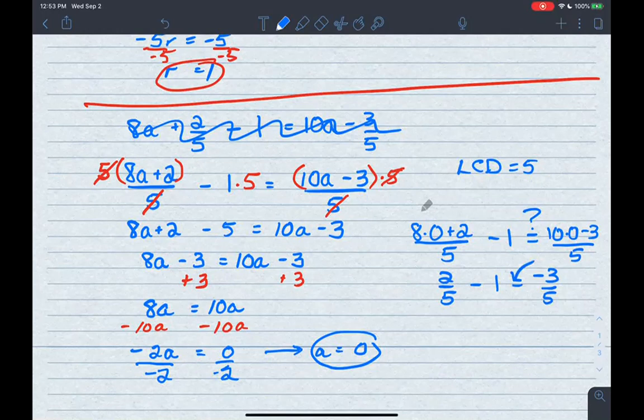So the solution checks. And as with any equation, you can always check back in your original equation and make sure you were correct.